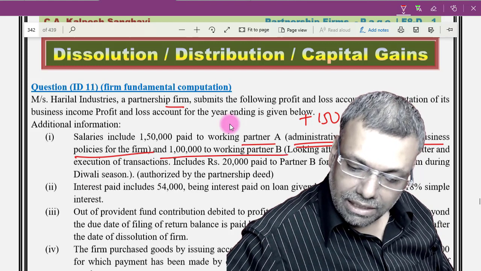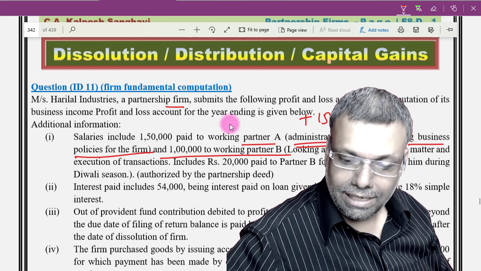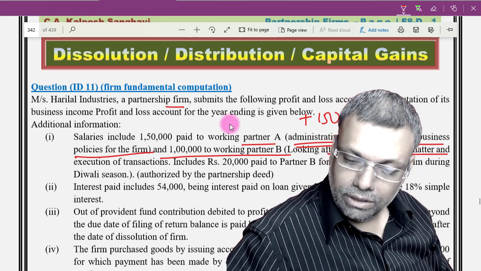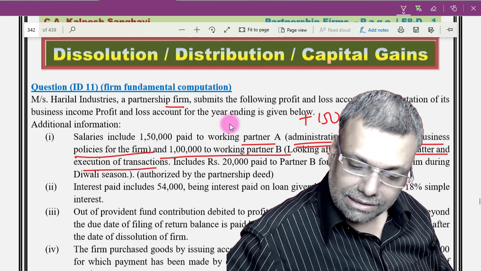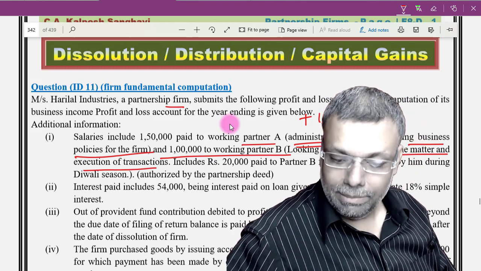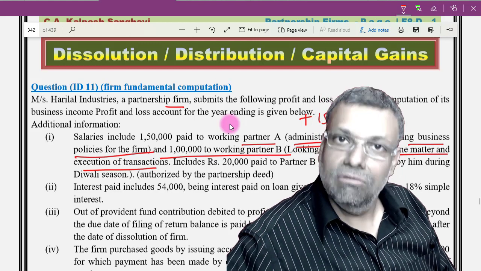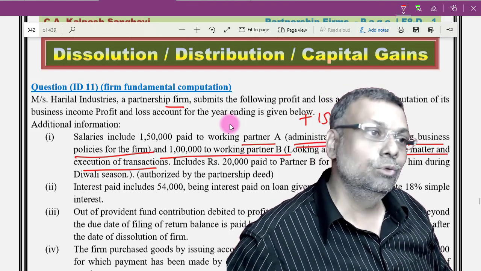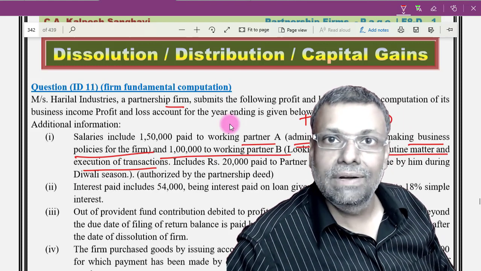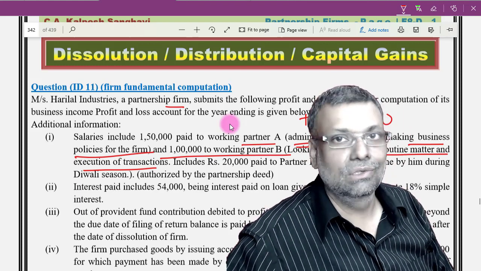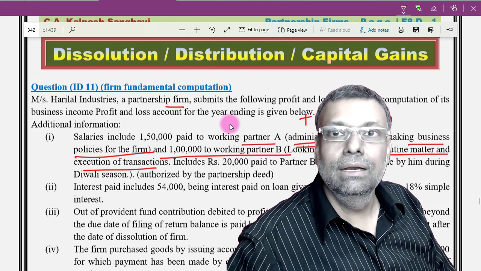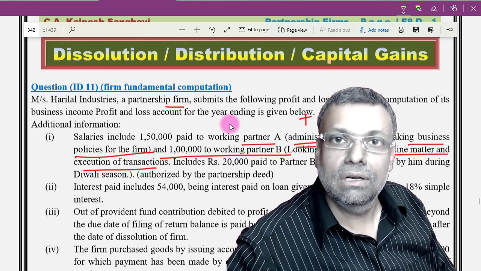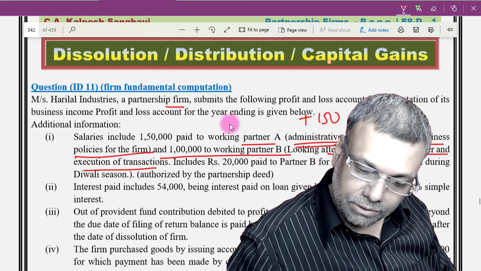Then 1 lakh to a working partner B. So first of all add 1 lakh. Looking after day-to-day routine matter and execution of the transaction. So even this day-to-day matter, the courts have explained that it is a work. The work done by the partner does not mean there should be a professional work, some qualified work, some very fancy work, not like that. Anything, even the routine business work is a work. So it will be covered by this particular clause.